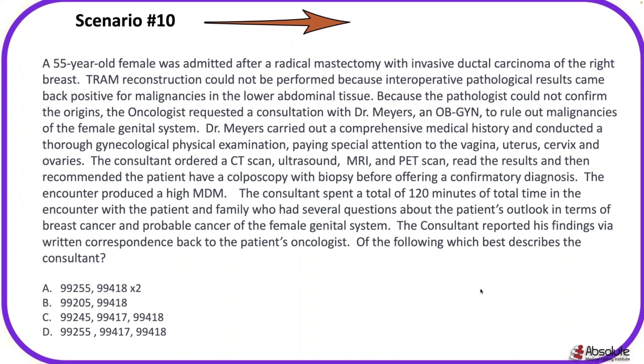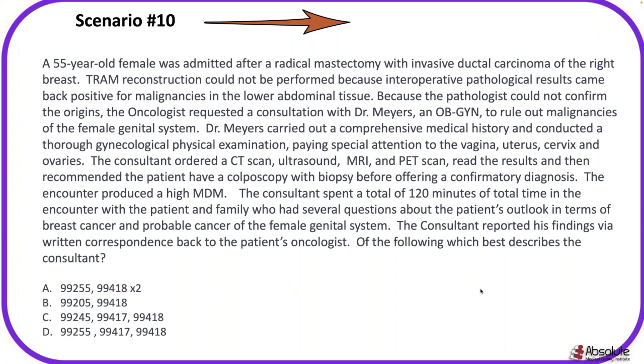TRAM reconstruction could not be performed because intraoperative pathological results came back positive for malignancies in the lower abdominal tissue. Because the pathologist could not confirm the origins, the oncologist requested a consultation with Dr. Myers, an OBGYN, to rule out malignancies of the female genital system. Dr. Myers carried out a comprehensive medical history and conducted a thorough gynecological physical examination, paying special attention to the vagina, uterus, cervix, and ovaries.